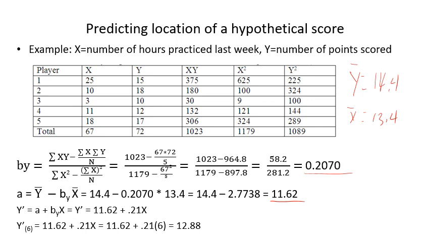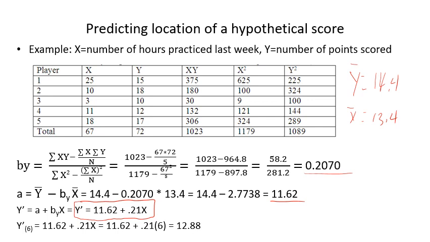So our final y equation, and this is what I expect you to write. I expect to see this right here. When I ask for what is the regression equation, I expect to see this: y prime equals a plus bx, in this case 11.62 plus 0.21x.